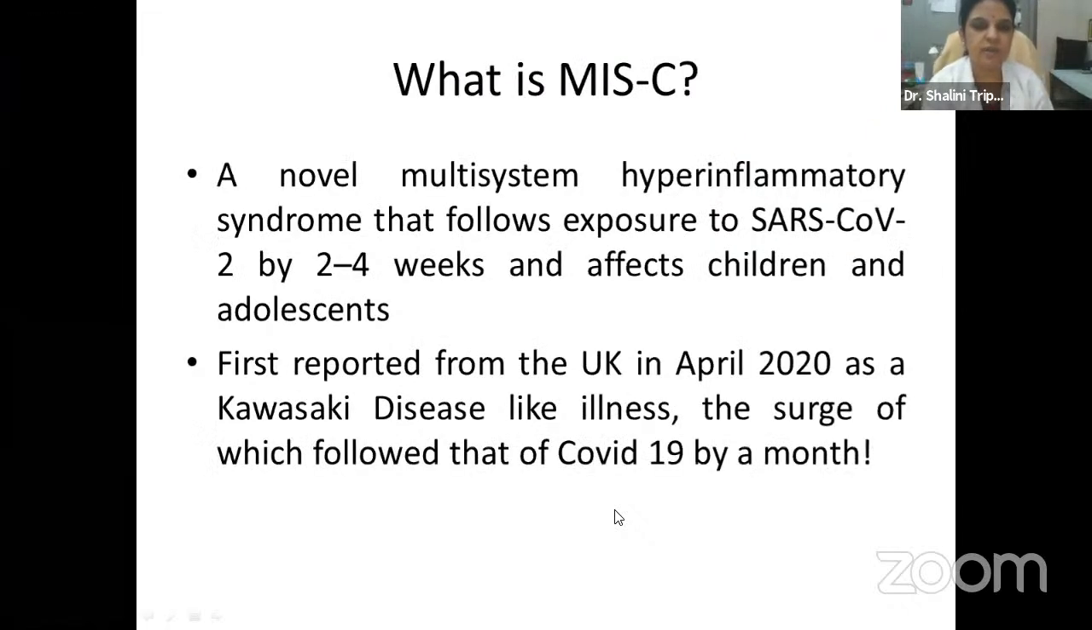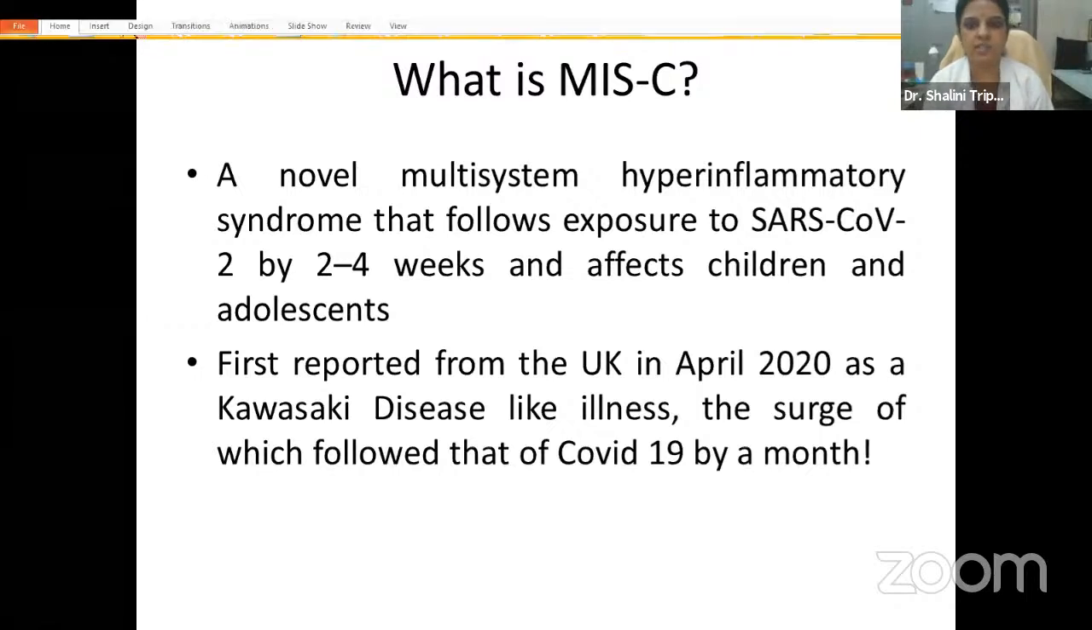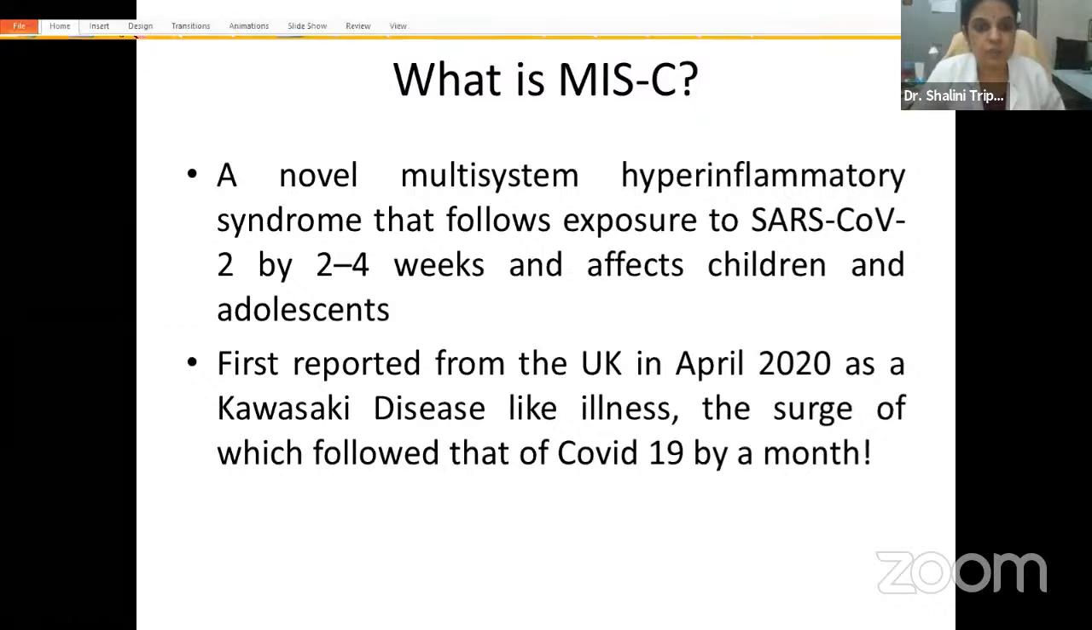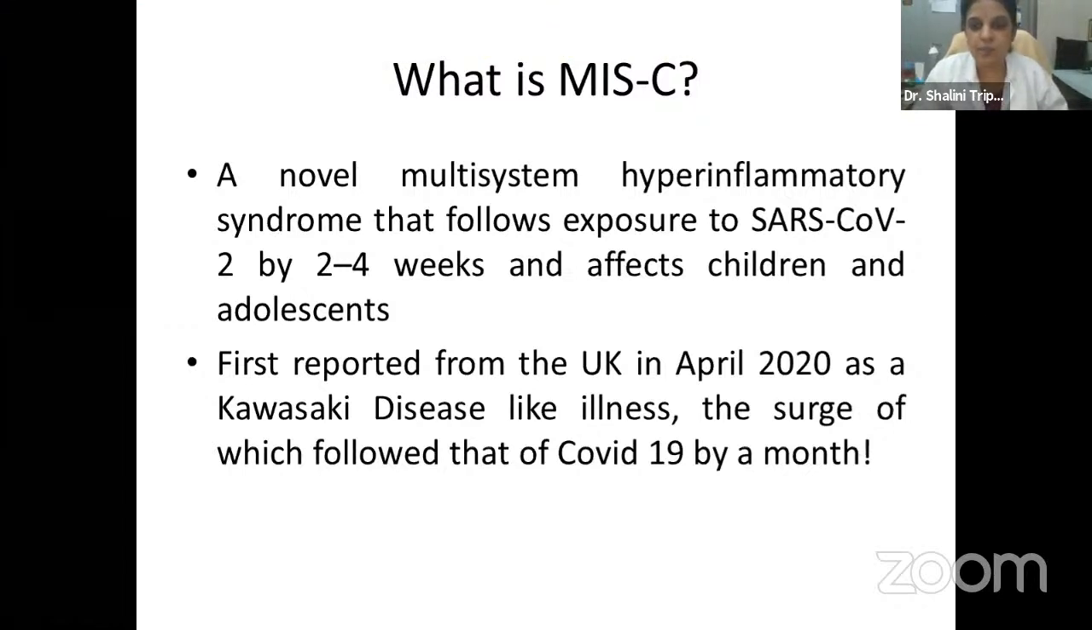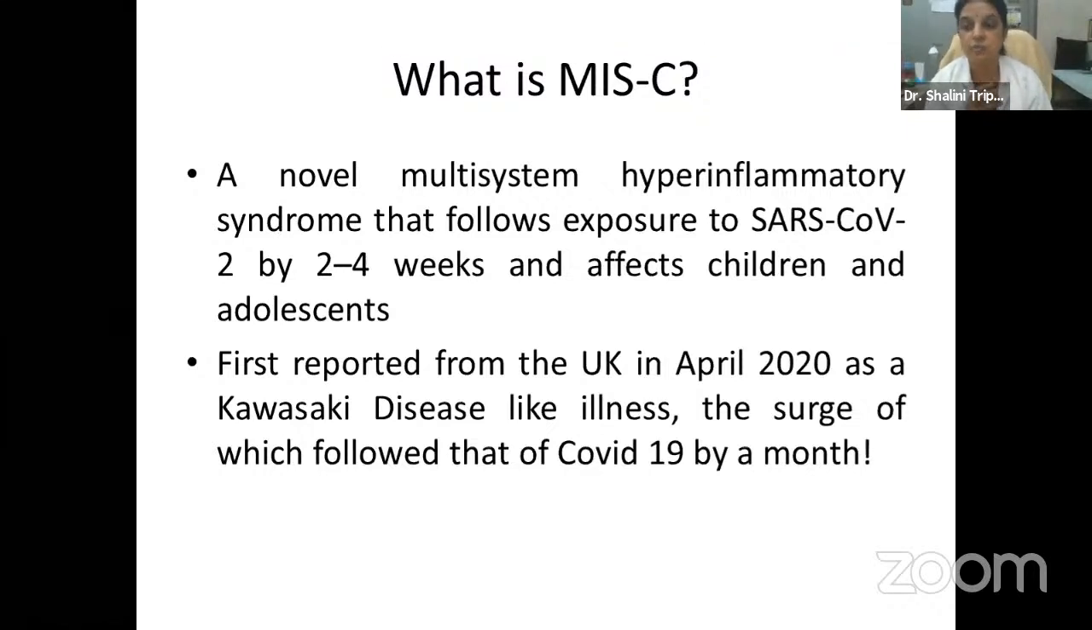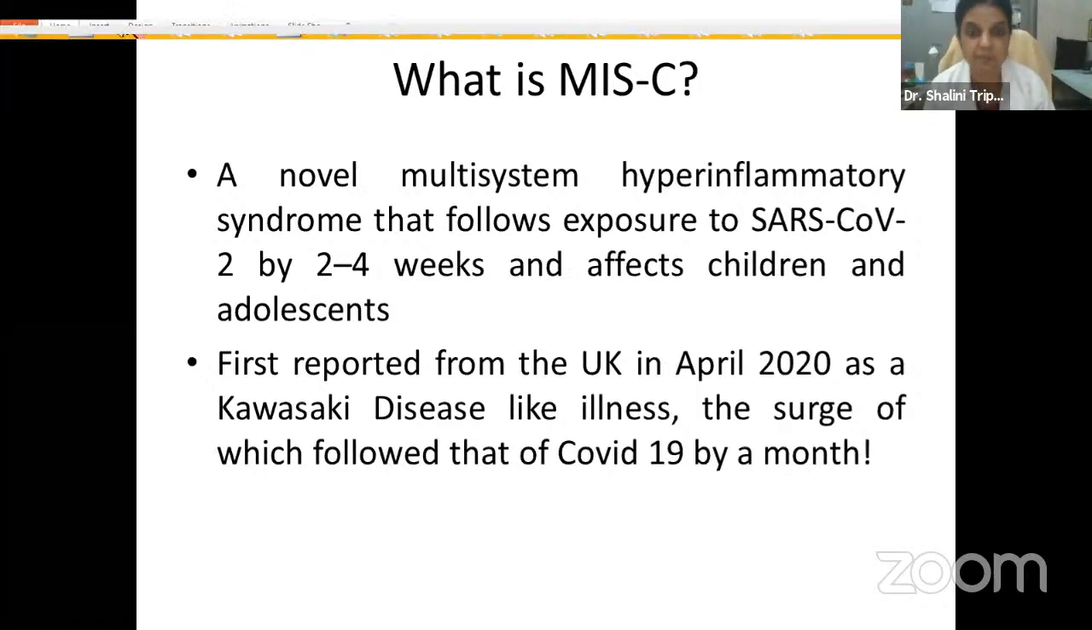Multi-system inflammatory syndrome is a new multi-system disorder that usually follows COVID infection by 2 to 4 weeks, and it mainly affects children and adolescents. The first case was reported in April 2020 after the first COVID outbreak happened, and the illness presented just like a Kawasaki-like illness. A very peculiar thing was that all these cases of multi-system inflammatory syndrome had a gap of around 1 month from the COVID peak in that particular area.